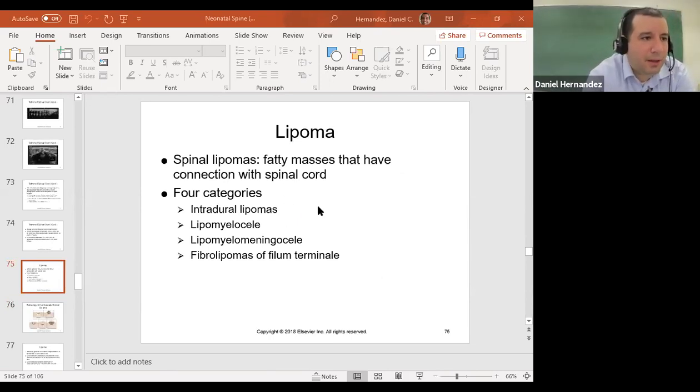All right, so another pathology potentially we can encounter is going to be a lipoma. So spinal lipomas are fatty masses that have a connection with the spinal cord. Lipomas can be broken down into four categories. We have intradural lipomas, lipomyoceles, lipomyelomeningoceles, and fibrolipomas of the filum terminale.